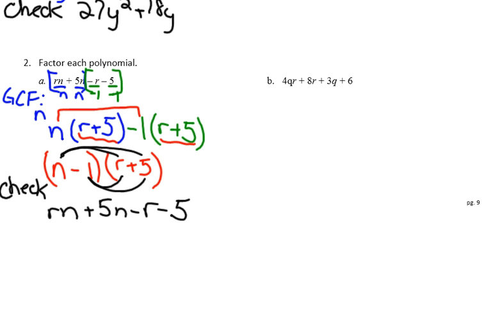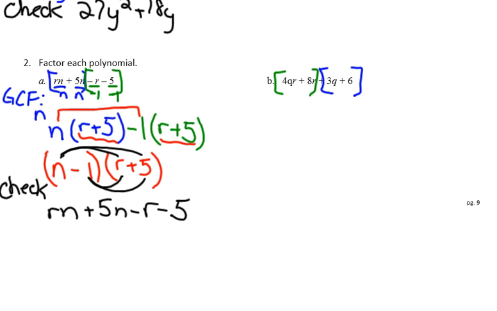So for B, again, there's nothing in common that I can pull out of 4QR, 8R, 3Q, and 6. So I'm going to try grouping them. I'm going to look at my green group and a blue group. Again, I'm just using colors because it helps me, and I'm hoping it might help you.